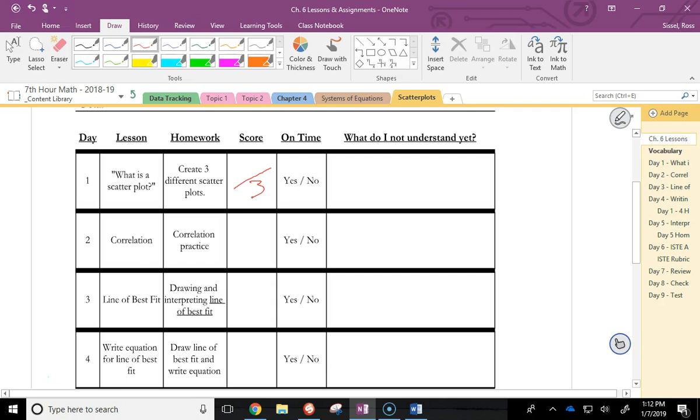If you got all 3 of them and you think yours looked correct, put 3 out of 3. Did you turn it in on time? Yes or no? If you're a no, you can't give yourself 3 out of 3 yet. Later, you can, but you still want to know that you did it late. What do I not understand?